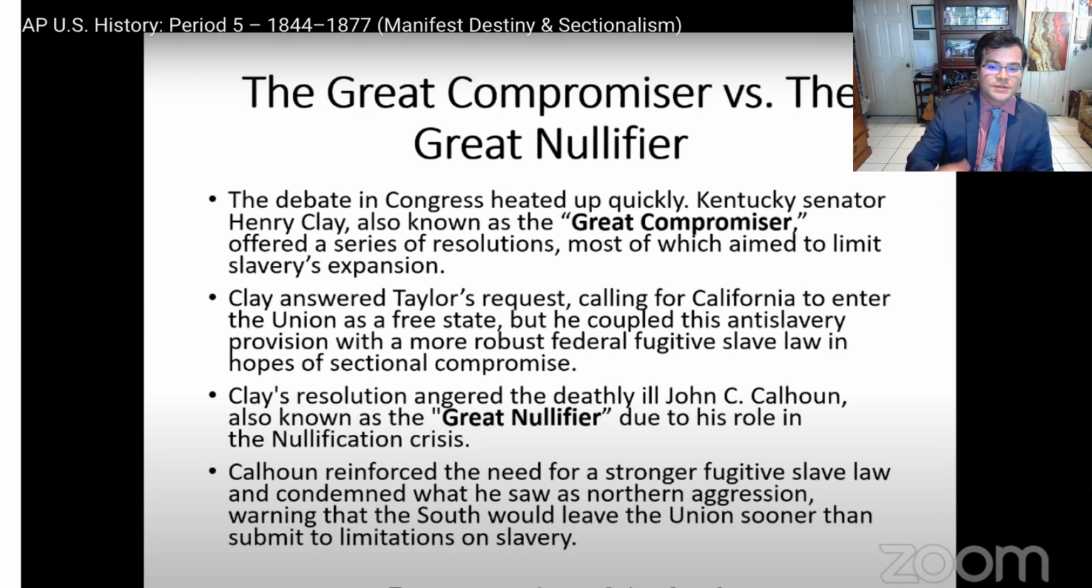So John C. Calhoun was the vice president of Andrew Jackson. He's also a very powerful senator. He's going to be on the other side of the argument.